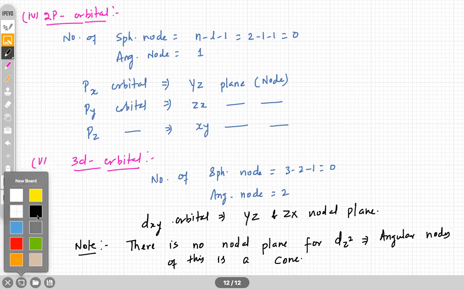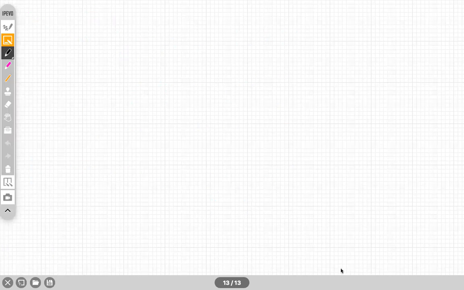Okay, you see this question. What is that TOSC, Anurag? The YZ plane. For dx square, y square, the YZ plane is the node. YZ and ZX also we can consider. Yes, YZ, ZX.